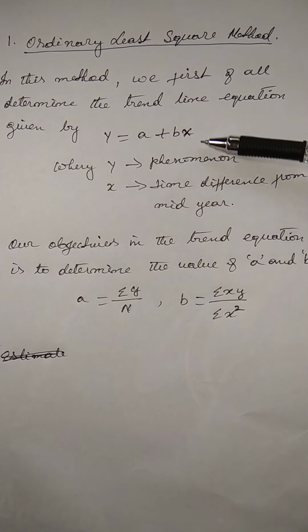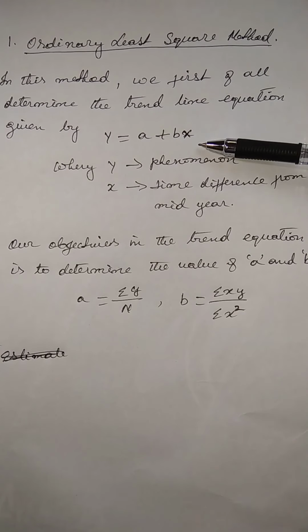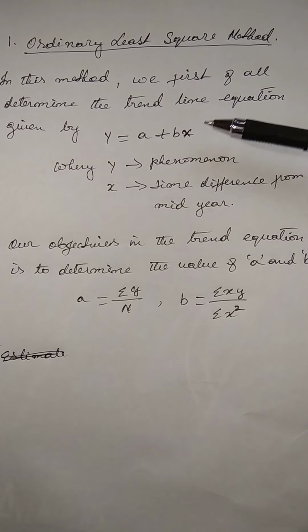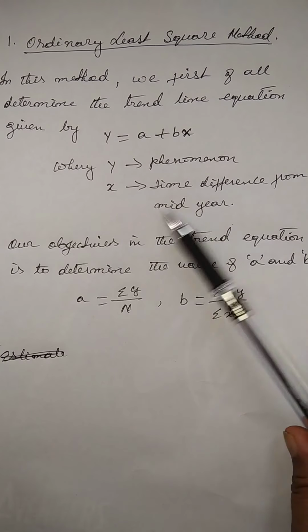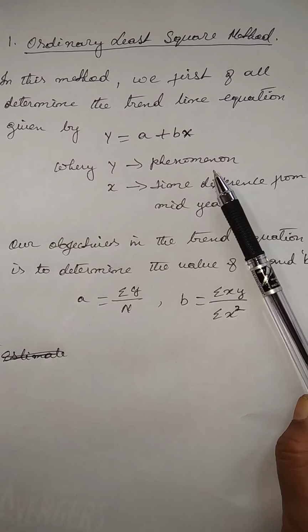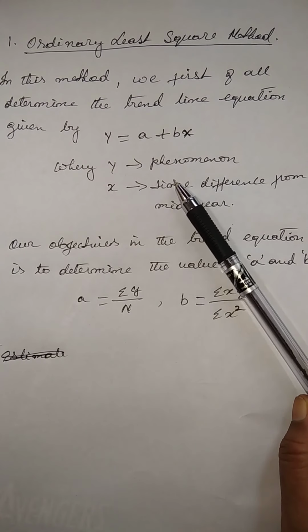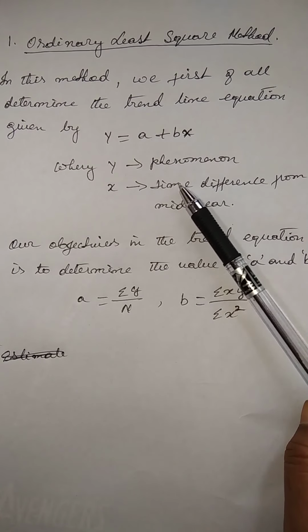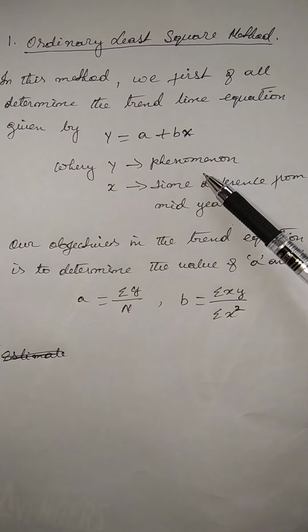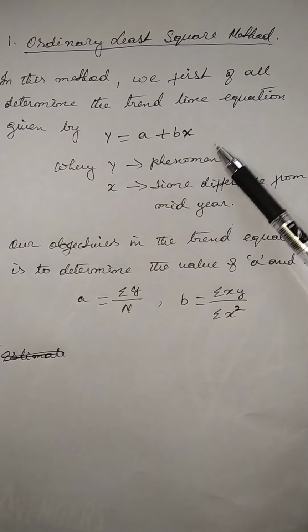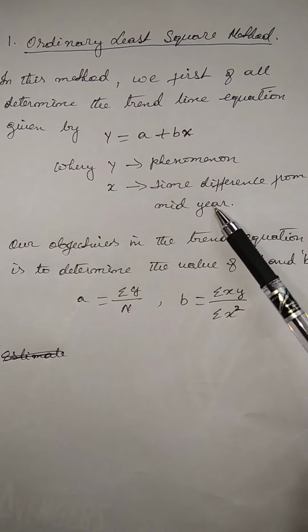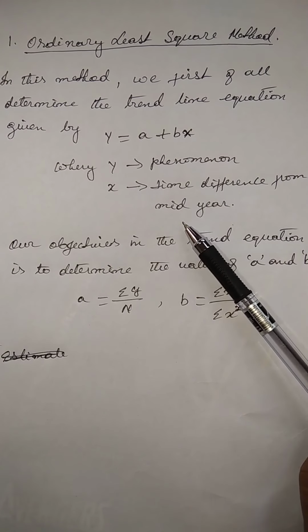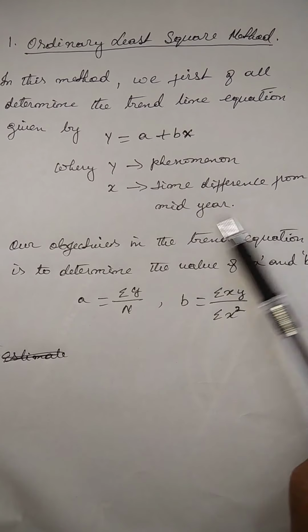The trend line equation is given by y equal to a plus bx. What is y? Y is the phenomenon, that means the fact or the situation that is likely to change, that we are observing, because this phenomenon changes. And x is the time difference from mid-year.